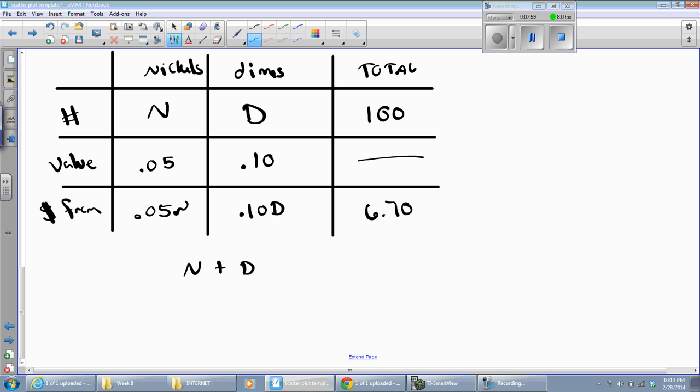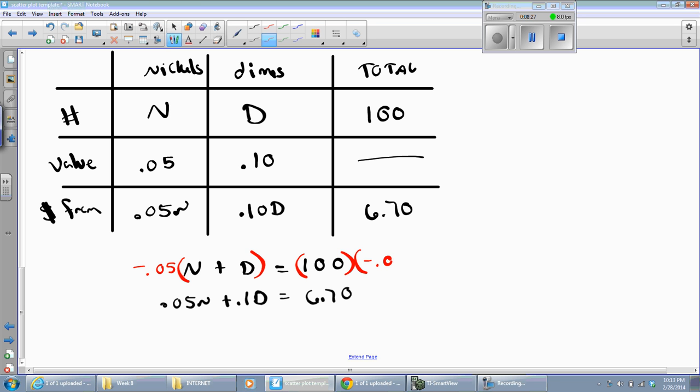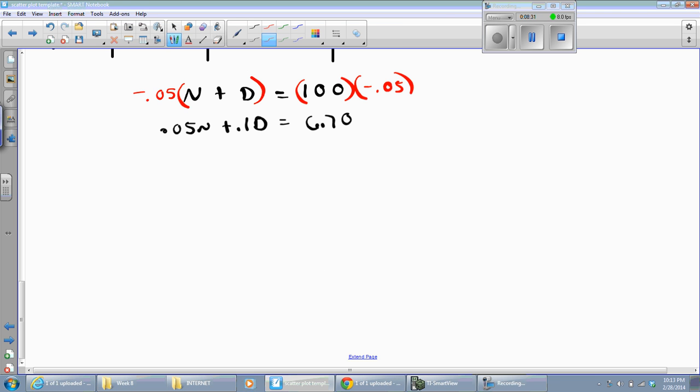Now I can set up my two equations. N plus D equals 100, and 0.05 N plus 0.1 D equals $6.70. Tell you what, I'll do this one by elimination just in case you want to. I'm going to multiply the top equation by negative 0.05. And all this means is 5% of 100, which should be a simple problem.